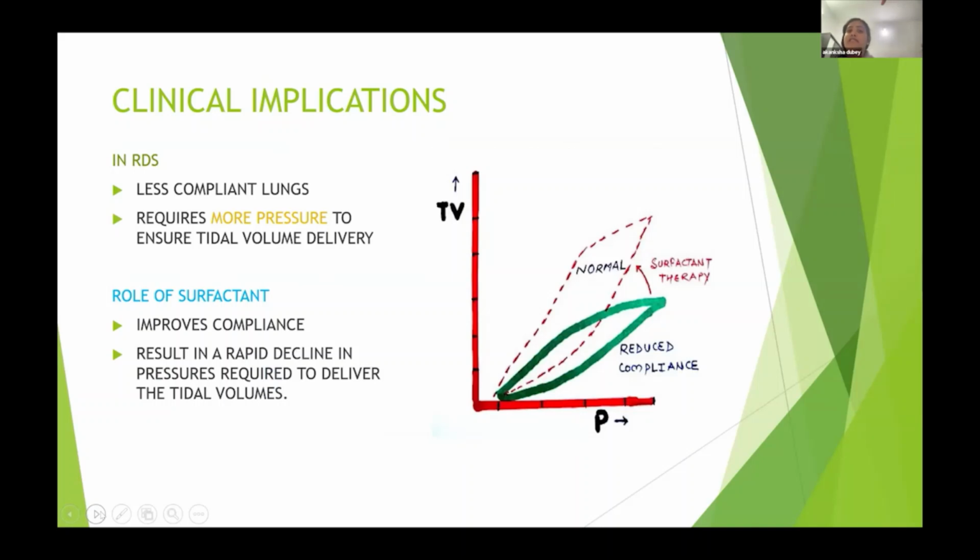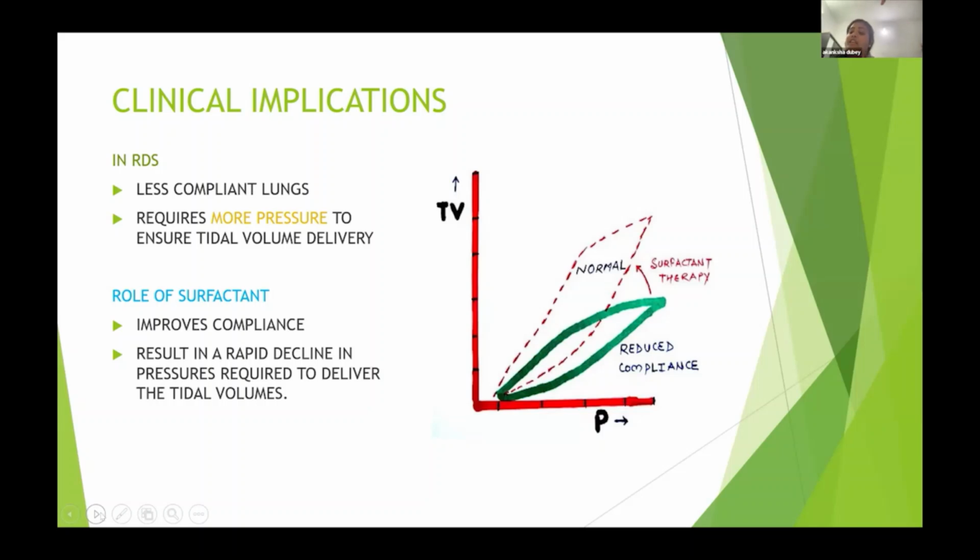Clinical implications, as we see in RDS, the lungs are less compliant because of lack of surfactant. Therefore, they require more pressure to ensure tidal volume delivery. And when we give surfactant, the compliance is suddenly improved. Therefore, we need to decline the pressure. There is a need for a rapid decline in the pressures required to deliver the tidal volumes.